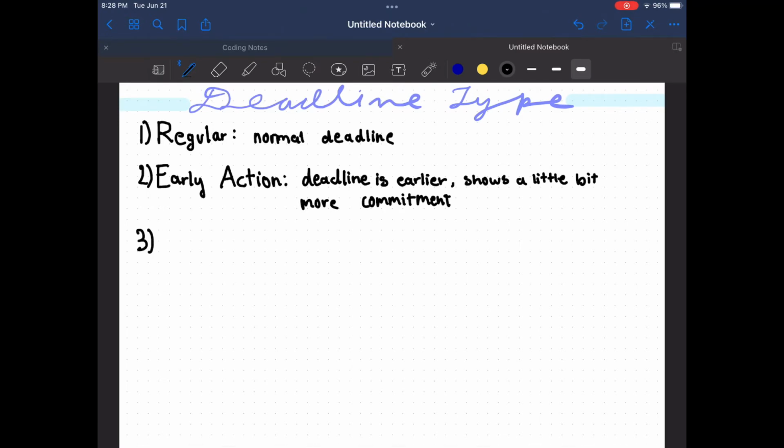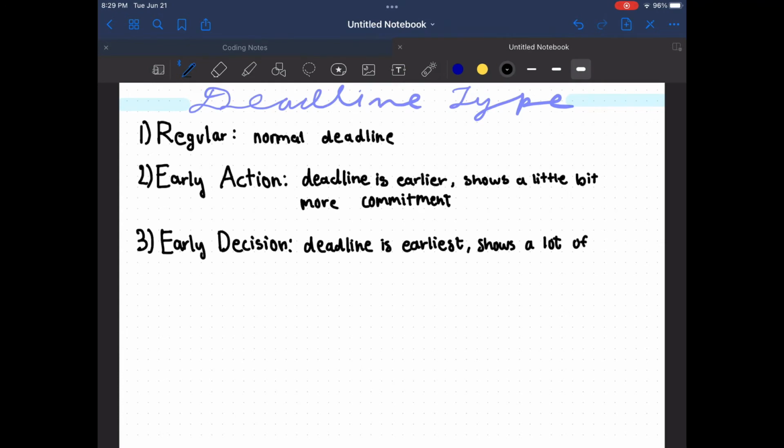The third type of deadline is called early decision. This deadline is usually the same as early action, or most of the time it's earlier than regular decision and early action. In early decision, it's usually binding, and it shows very much commitment to the college or university. Usually because early decision is a lot earlier, you have more chances of getting into the college or university you're applying to. And one of the drawbacks of choosing early decision, though, is that because it's binding, you can only choose one college for early decision.